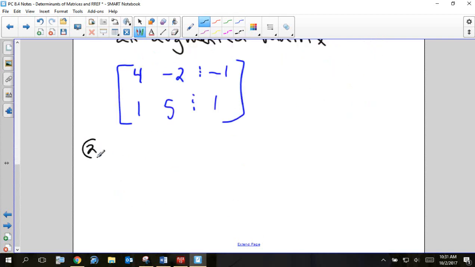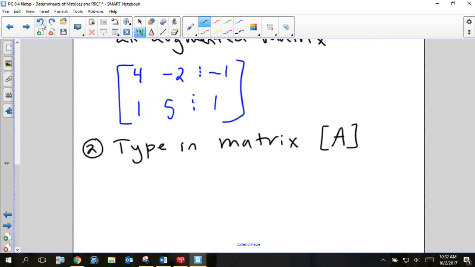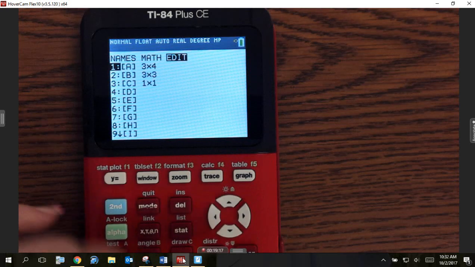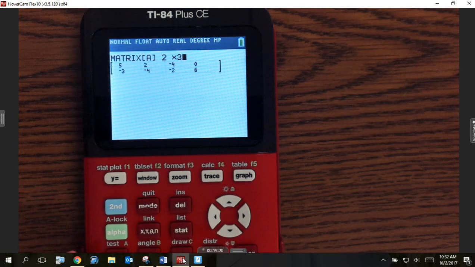So step 2, type in matrix, and then whatever one you want to call it, I'm just going to call it A when I do it on my calculator. We're going to type it in. What dimensions is this matrix? 2 by 3. So go ahead and type that in. I'm going to do it up here too. So we go to matrix, and you go to edit. You choose your 2 by 3.